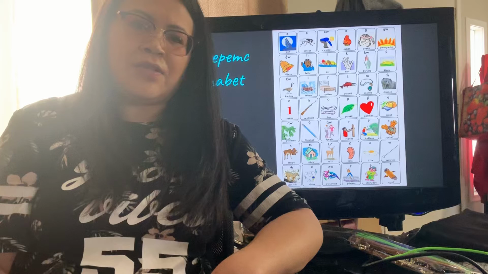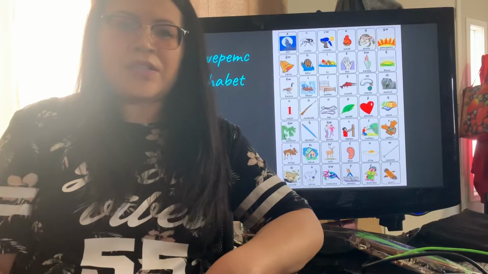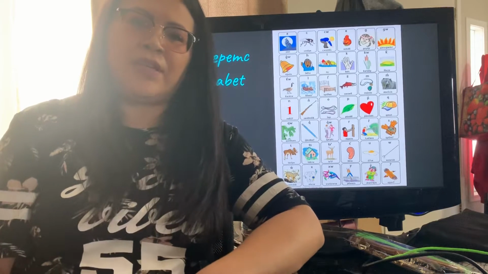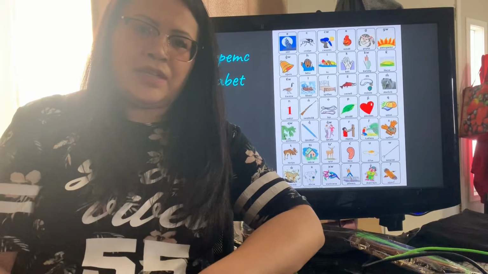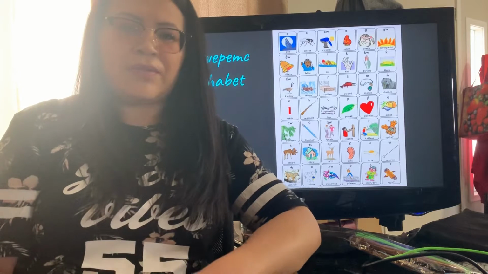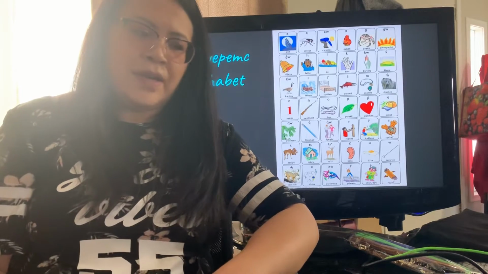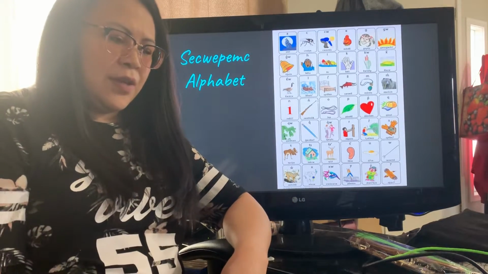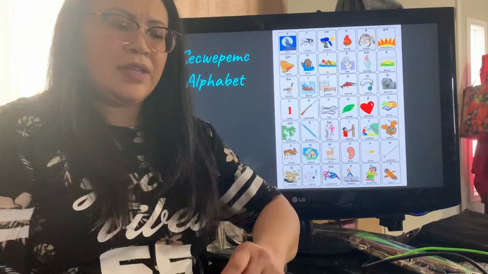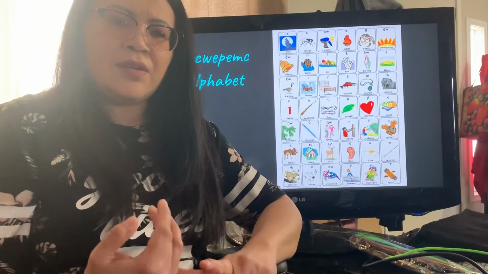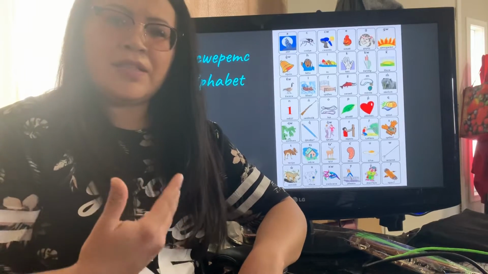So in the Secwépemc language, the number 7 is a glottal sound, so it's a glottal stop. Most Aboriginal languages have this in their language, and it's just represented differently. But in Secwépemc, we have the 7 for that symbol. So there is a word for this one, and it is spute, which is bird. So the 7 is at the end of that word. So when we say spute, we kind of stop in the air as we're saying it.